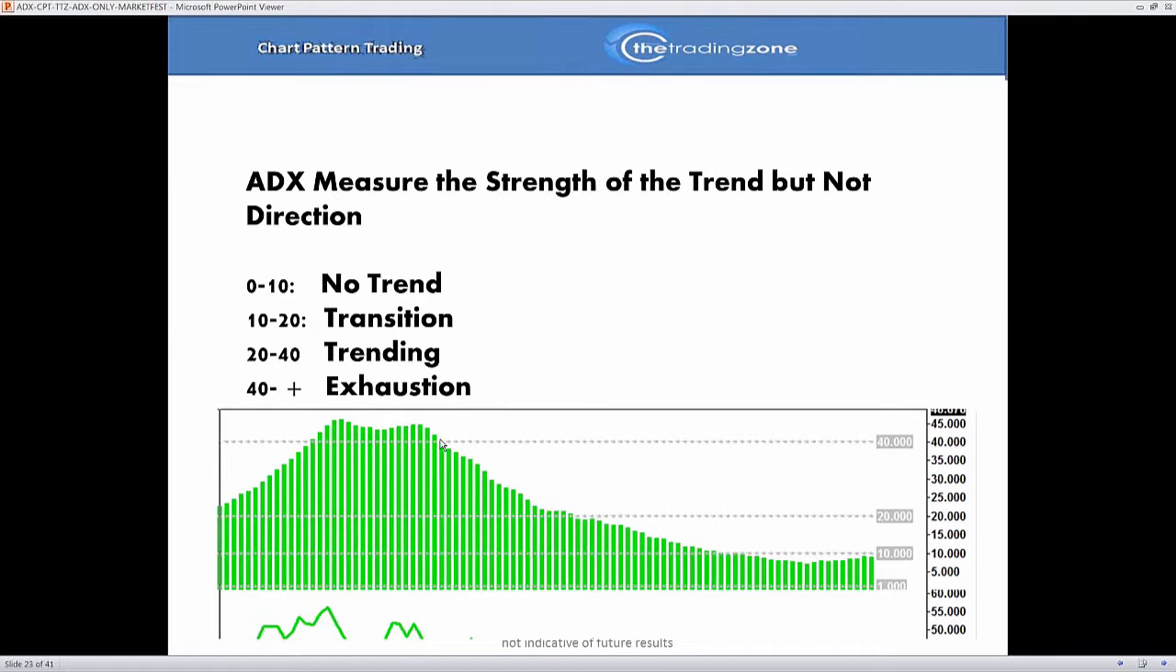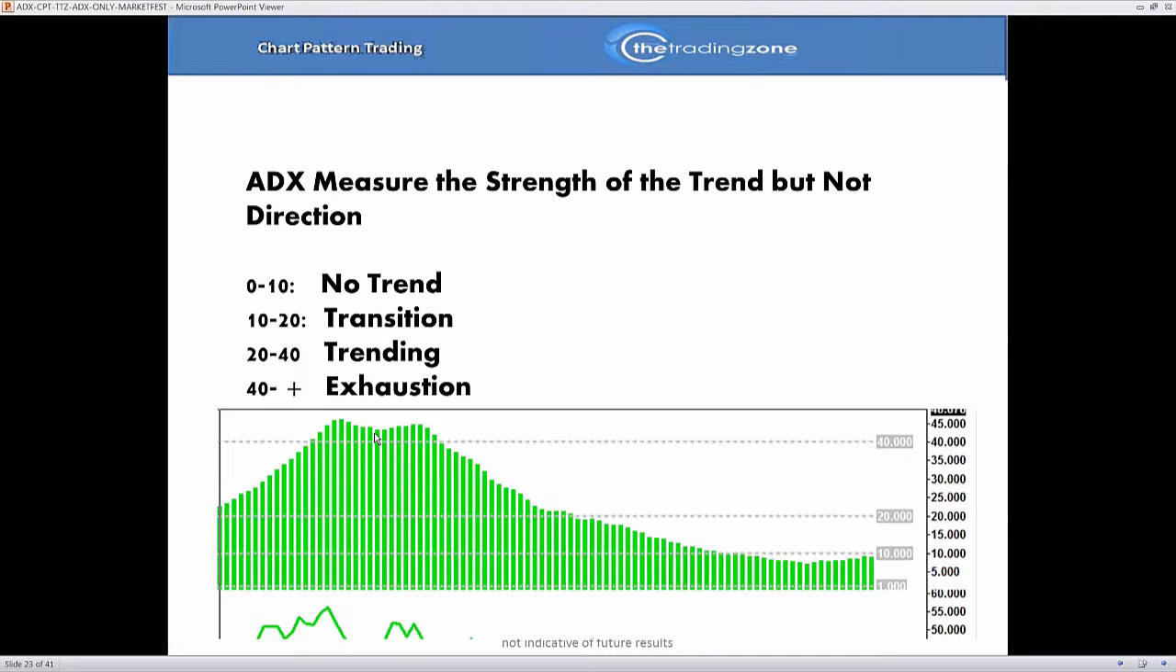20 to 40 is your trending zone. That's when the market is in the sweet spot. That's where the heart of the trade is, 20 to 40. Once you're above 40, the market is now in exhausted territory, right? This particular trend has just about run its course. We're going to start to look for reasons why we are going to get out.